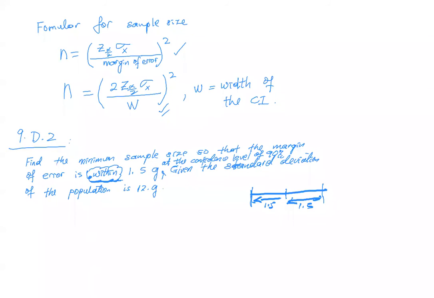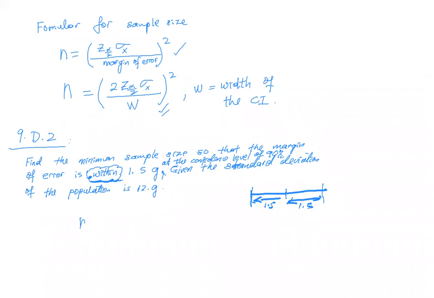They say margin of error within this, so you put 1.5. Sometimes they don't say margin of error. They just say the error of within 1.5. That means plus or minus 1.5. Are you clear? That refers to margin of error. So we use this formula.